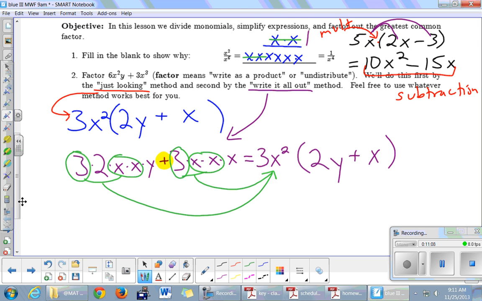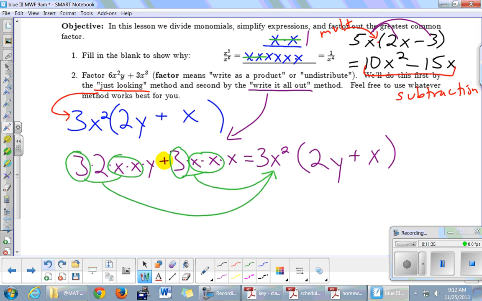And if you need convincing that this is correct, all you need to do is distribute this 3x squared into both and verify that you get exactly what we started with. Right? And that's a nice thing about all of these factor problems. You might make a mistake, but it's really easy to know whether or not you got it right or wrong by distributing and seeing if you get back to the original.